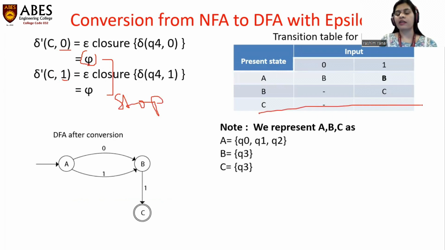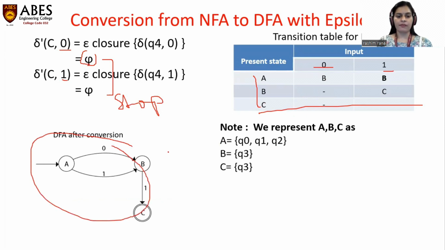And this is our final transition table, which contains only 3 states A, B, C, with inputs 0 and 1. And this is the final diagram of the DFA, which we are getting from the NFA with epsilon move. So C is our final state. Why? Because C contains Q4. So this is our final state.